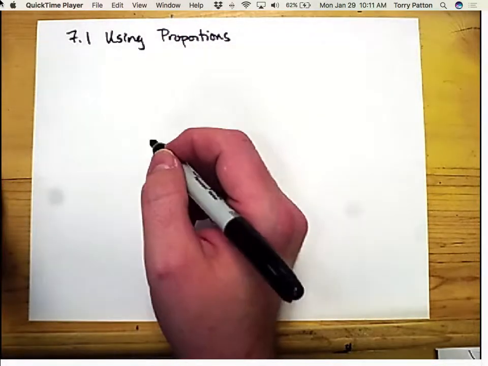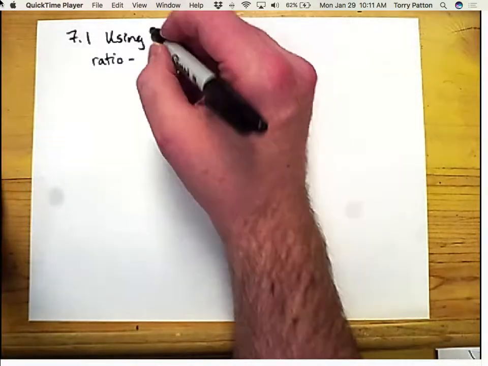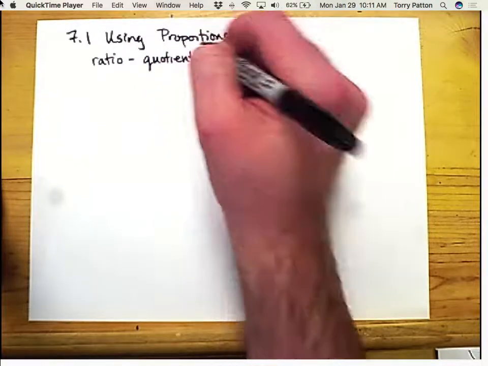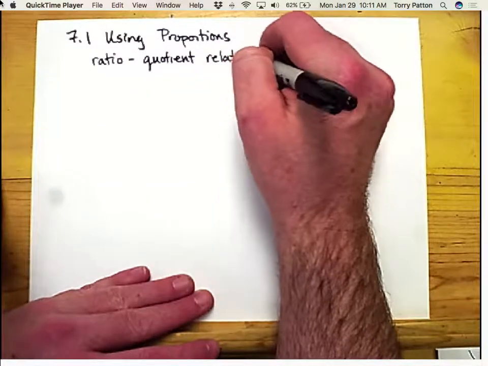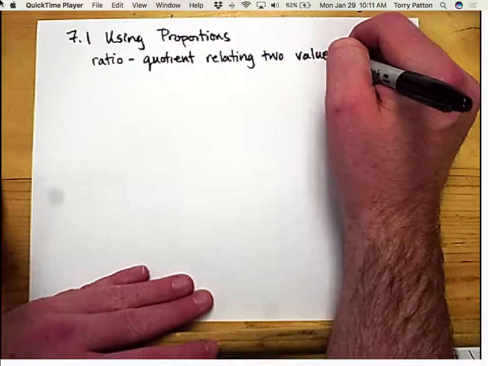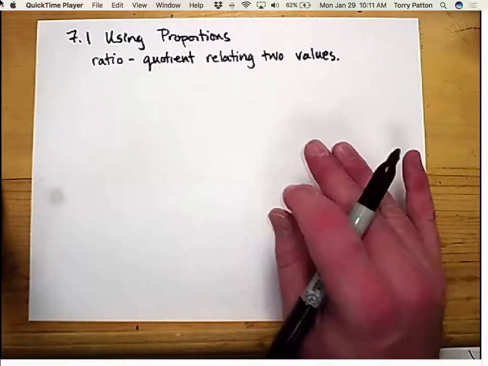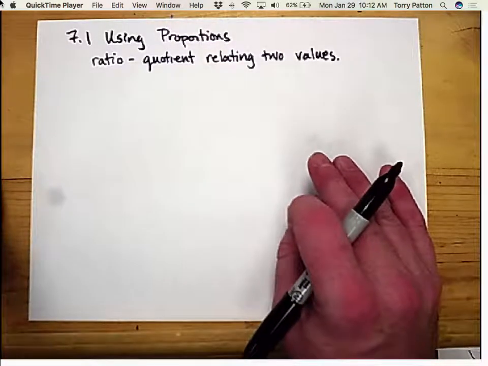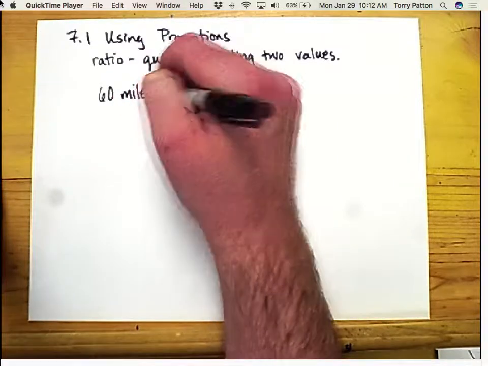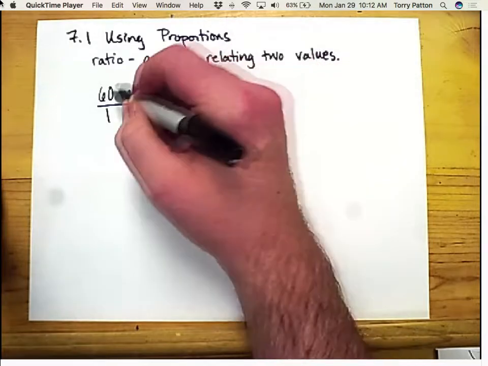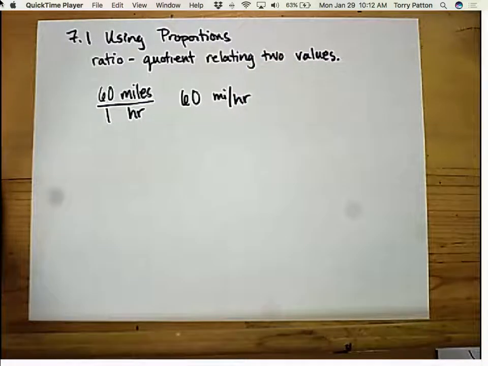Okay. So we got some vocabulary in here. The first one is ratio. And a ratio is just a quotient. Now what does quotient mean? Divide, right? So it's a quotient relating two values. So, if you were to drive 60 miles in 1 hour, what would a ratio be to discuss your speed? It would be 60 miles divided by 1 hour. 60 divided by 1 is 60, and miles divided by hour is miles per hour, okay? And that'd be your answer.